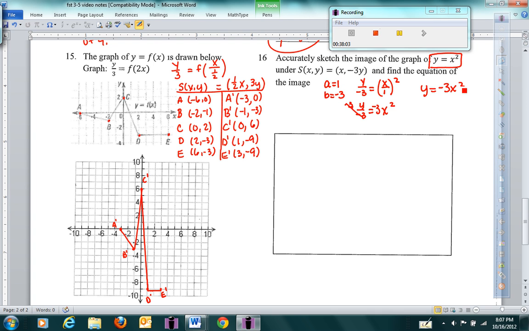Okay, let's put some axes on here. And it wants us to accurately sketch the graph of y equals x squared. Okay, I think I'm just going to use negative 5 to 5. I can get it more accurate, I think. So 1, 2, 3, 4.